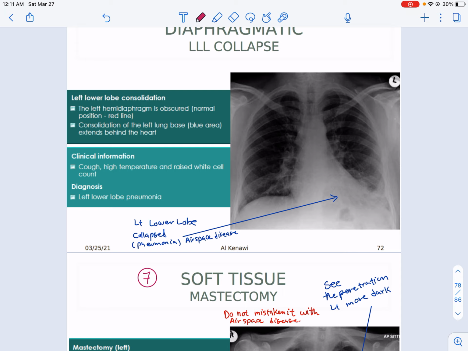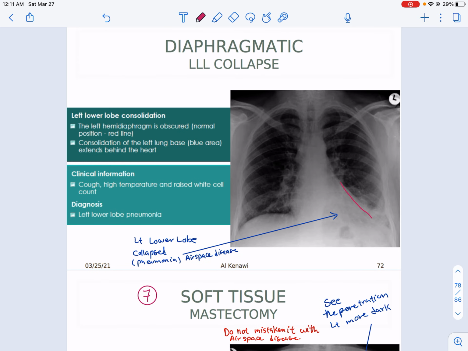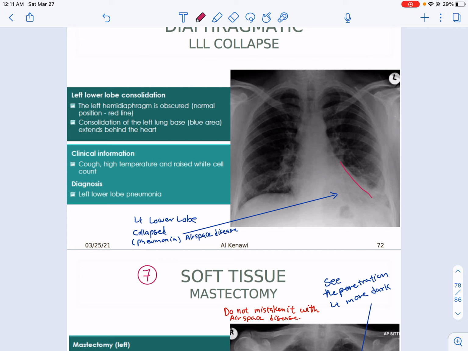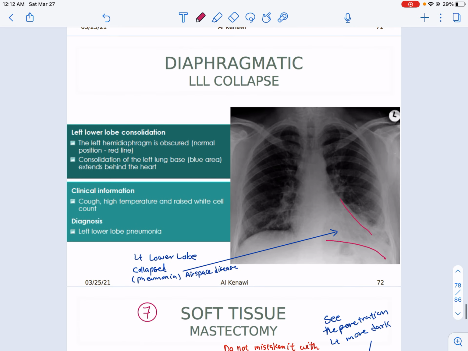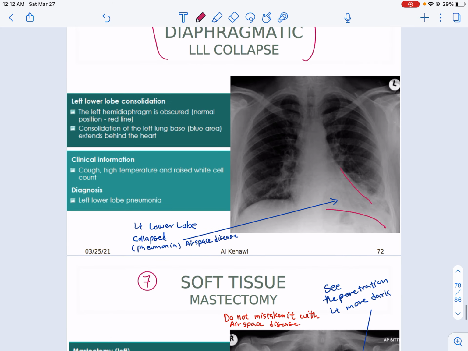And for this one, left lobe pneumonia, and we can see the left lower lobe collapsed. We put it under the diaphragm section because it is in the left lower lobe. So that's why we put it under the diaphragmatic part. It's just another picture, you can see it.